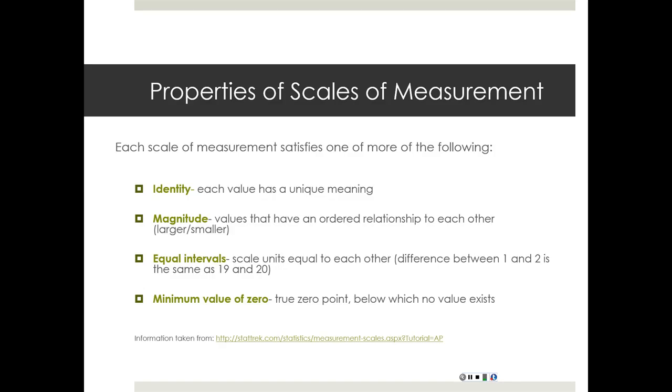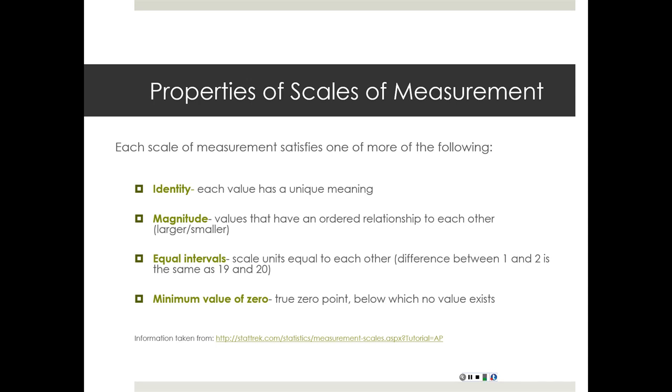Scales of measurement. In order to understand the scales of measurement in research, we must first address the properties of scales of measurement. Each scale of measurement satisfies one or more of the following. First, identity, which means each value has a unique meaning. Secondly, magnitude. This is when values have an ordered relationship to each other. For example, larger or smaller.